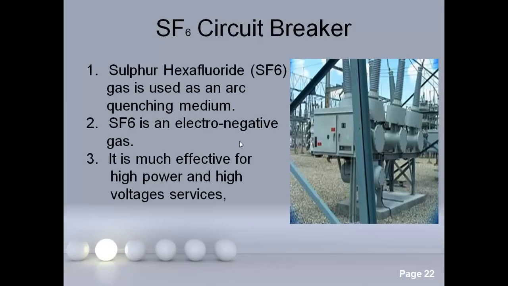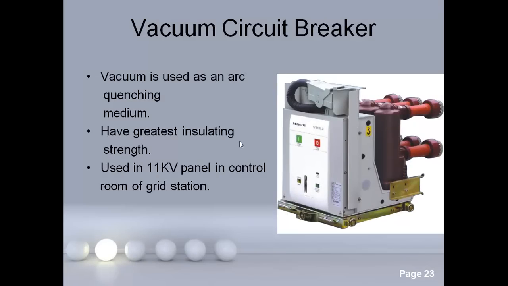Next comes the SF6 circuit breaker. The SF6 circuit breaker is the most effective among all the circuit breakers, because sulfur hexafluoride gas is used as the arc quenching medium, and it is an electronegative gas. It is very effective for high power and high voltage services. Next comes the vacuum circuit breaker. The major difference between the vacuum circuit breaker and the others is that here vacuum is used as the arc quenching medium, which has the greatest insulating strength.